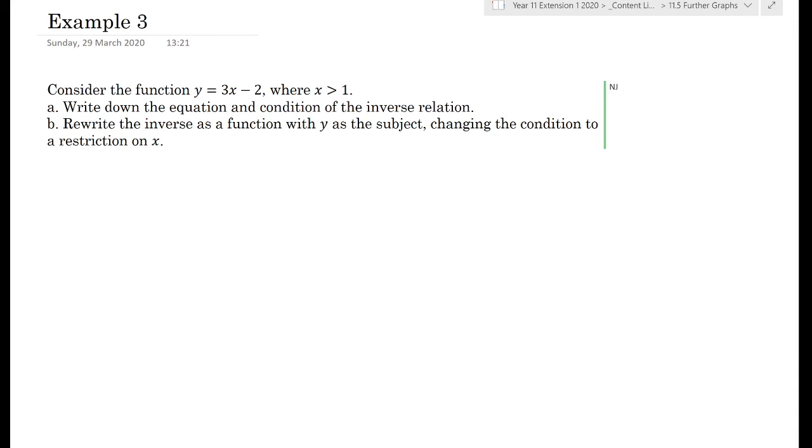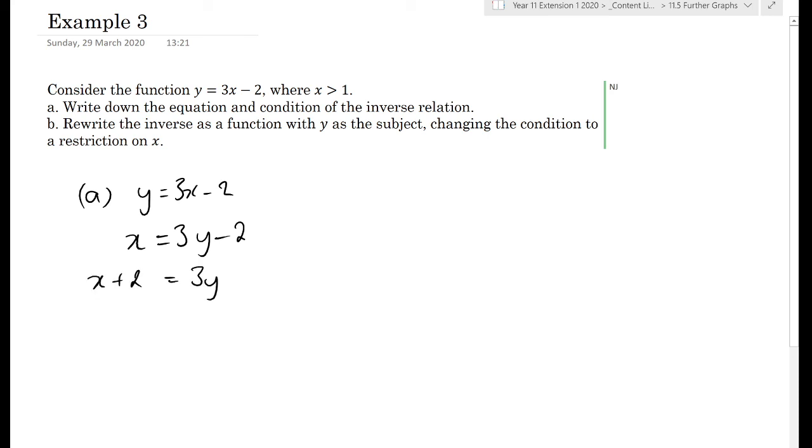Okay, so this is pretty easy again, as I said. So what we're going to do is write down our original, so y is equal to 3x minus 2. We're going to replace the y and the x, or swap them around. We're going to get x is equal to 3y minus 2, and we're going to rearrange it. So we're going to get x plus 2 is equal to 3y, or y is equal to x plus 2 on 3. Okay, so there is our new function.